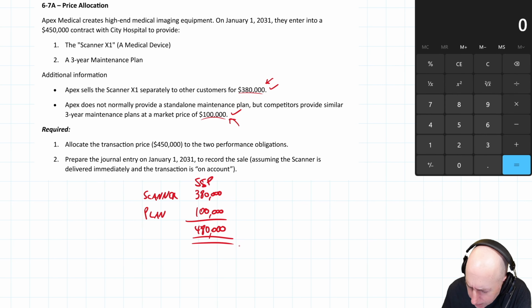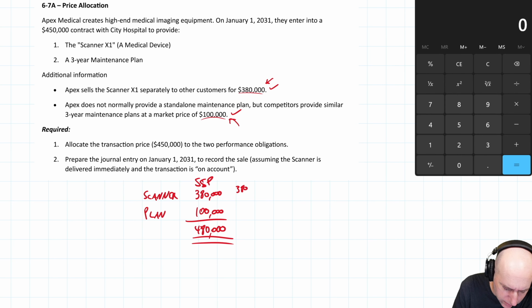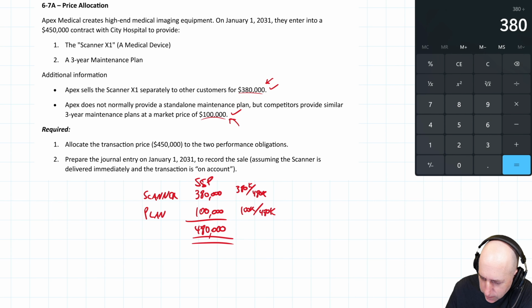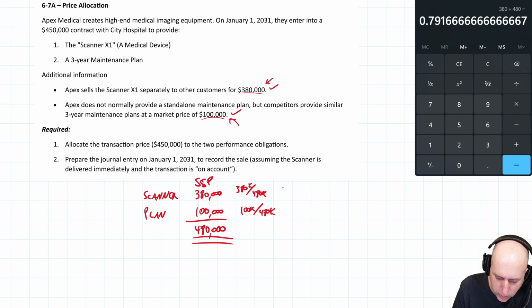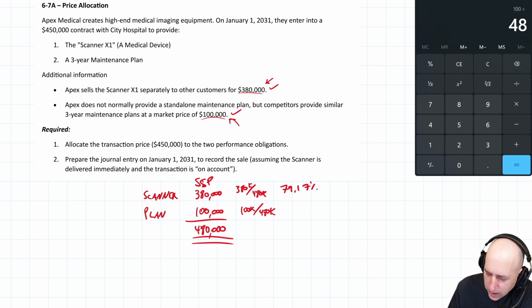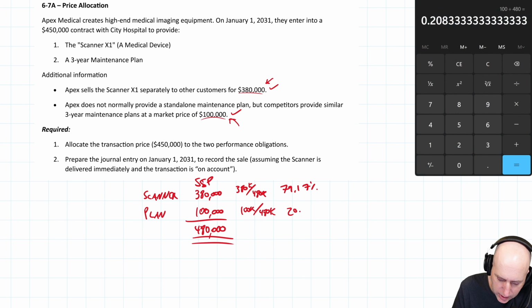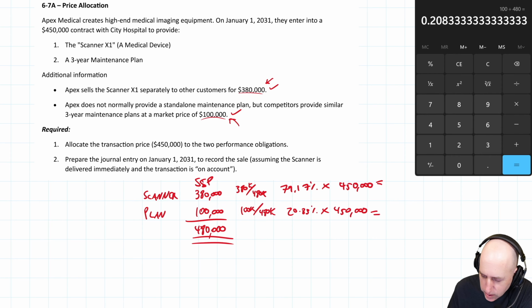So we just take $380K over $480K, and we figure out what ratio that is, and this is 100 over 480. And we'll get those as a percentage, 380 divided by 480. So 79.17% of this is going to go to the scanner. 100 divided by 480, 20.83% is going to go to the plan. And it's multiplied by the actual price that we're trying to allocate, which was $450,000.